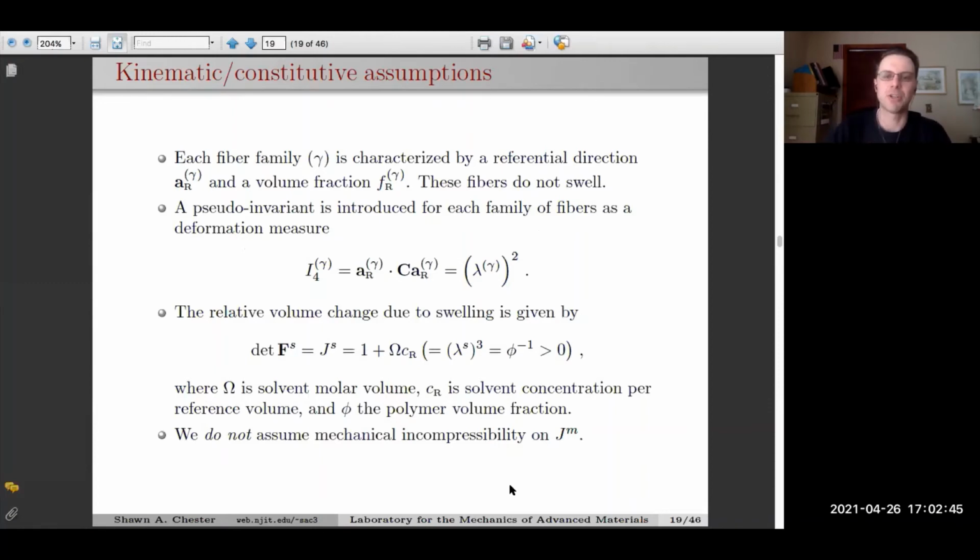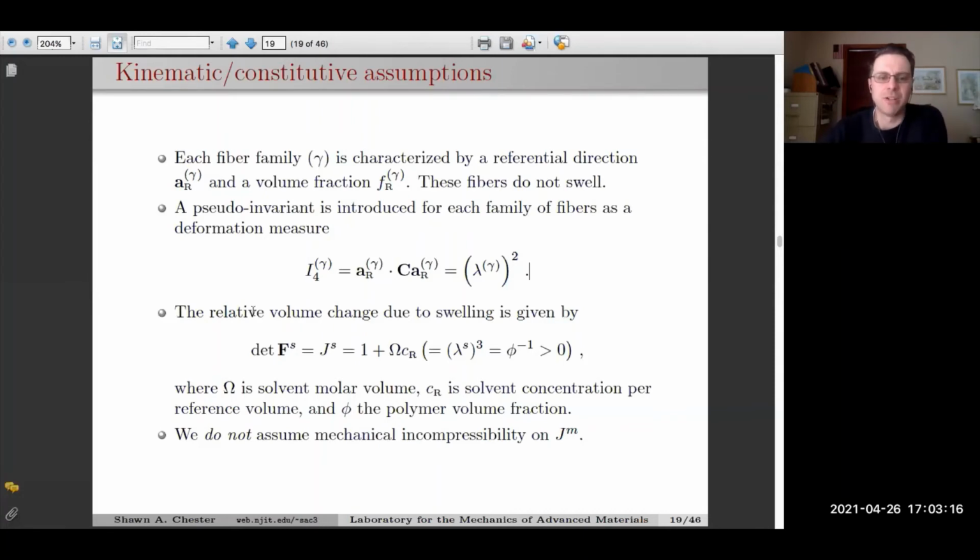The key assumption, the fibers do not swell, right? They're simply there mechanically. And so to measure the deformation of the fibers, as is typically done in the literature, we have the pseudo invariant, right, which is the stretch squared along the fiber direction there. And that's pretty normal in the literature. She's probably gone, but Professor Naranoki, we borrowed some of her work for the anisotropy.